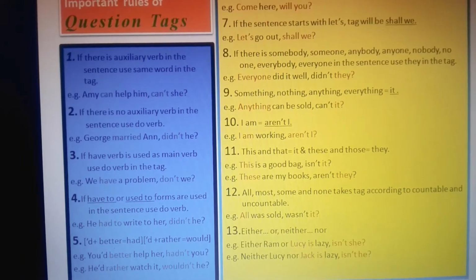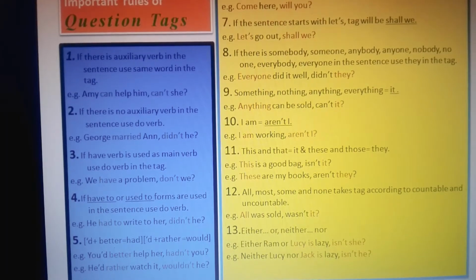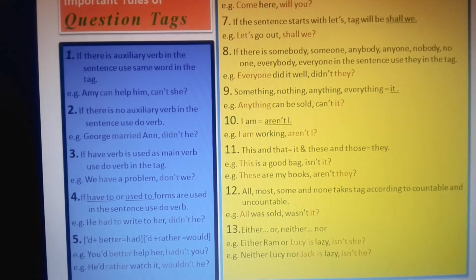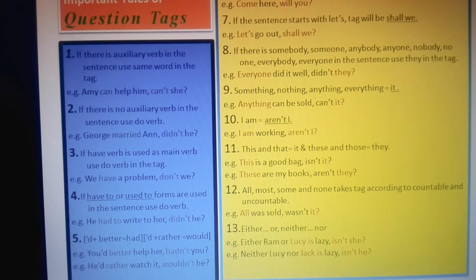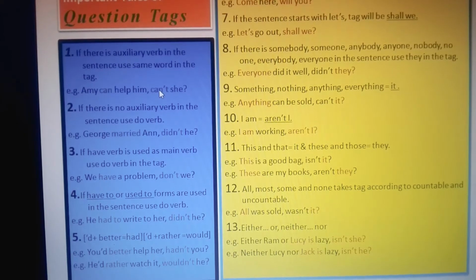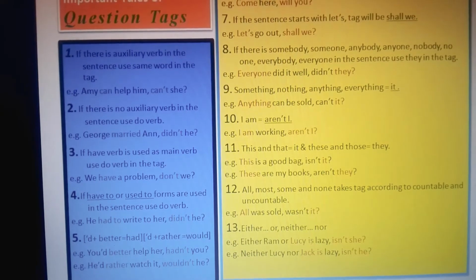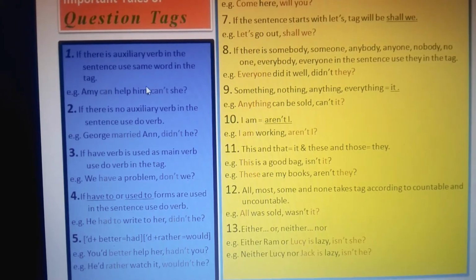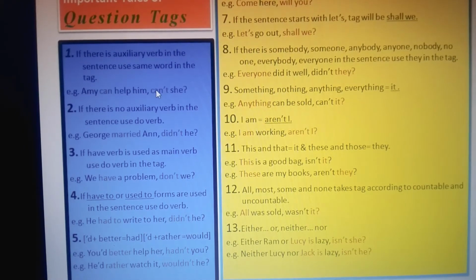Number 1. If there is an auxiliary verb in the sentence, use the same word in the tag. For example, Amy can help him, can't she? Here you can say the auxiliary verb is can, and this is also used in the question tag.